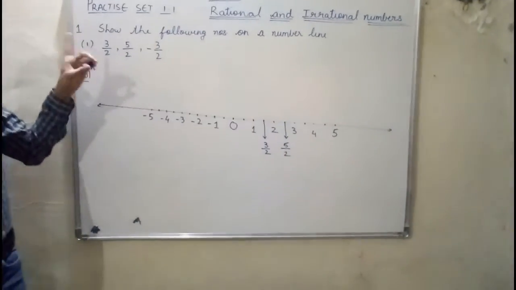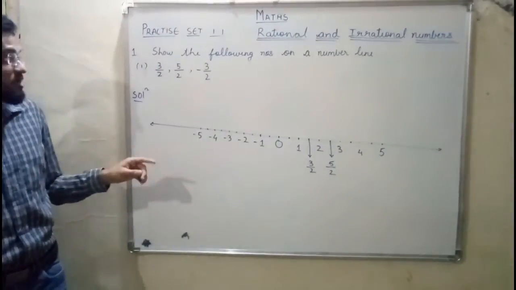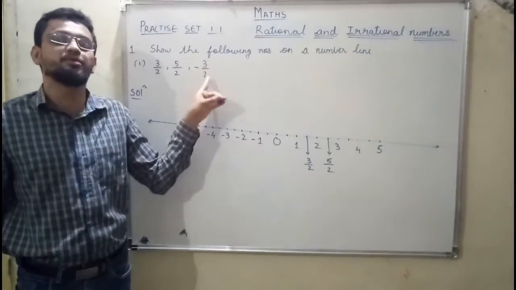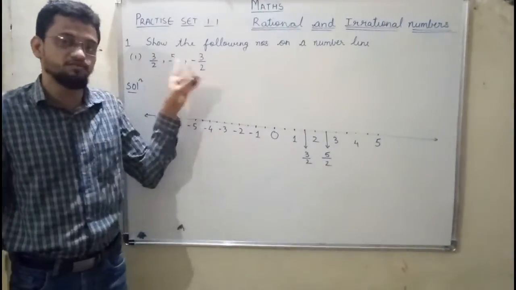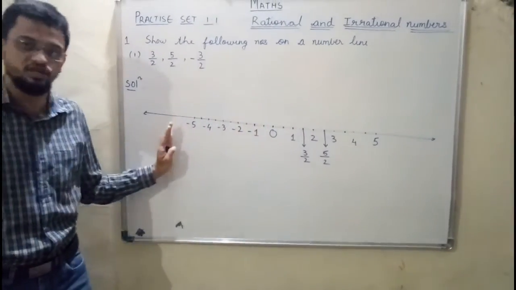Now we have placed the first number and the second number. Now we have to place the third number on the number line. The third number is minus 3 upon 2. The number is negative, so it will be on the left hand side. So counting will be done on the left hand side of the number line.